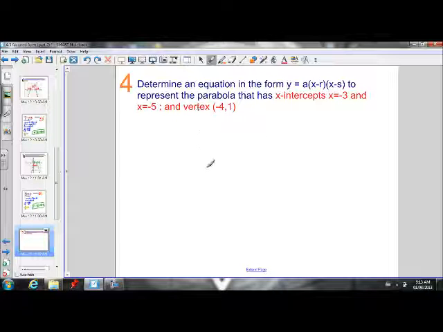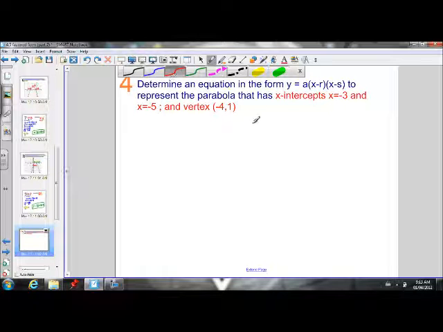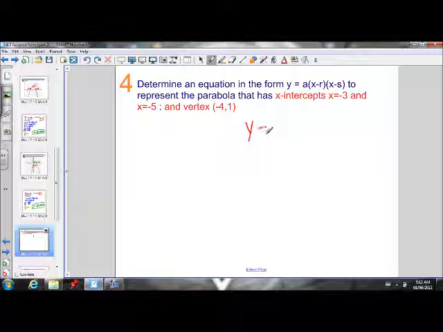This time, I haven't even shown us the graph, but I've told us the key pieces of information that we need. Determine the equation in factored form to represent the parabola that has x-intercepts -3 and -5 and has vertex (-4, 1). So we know to write the equation in factored form. Here's the factored form.